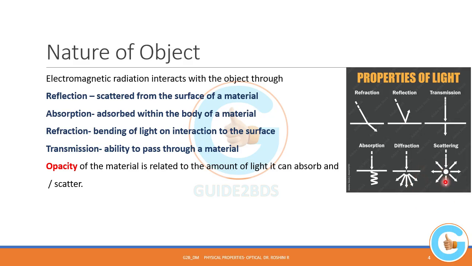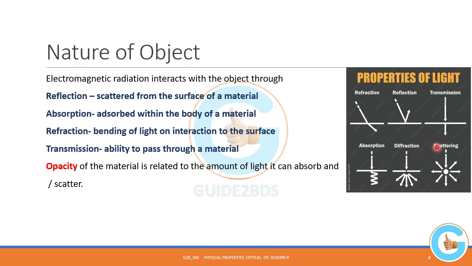In scattering, you can generally see that the light is transmitted in all directions, in the direction of the incident light as well as in the direction of the reflected or refracted light. So that is called scattering. So these are the characteristics or properties of light when it interacts with a surface.